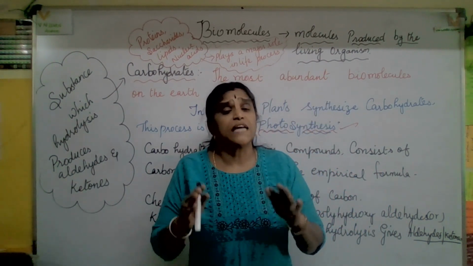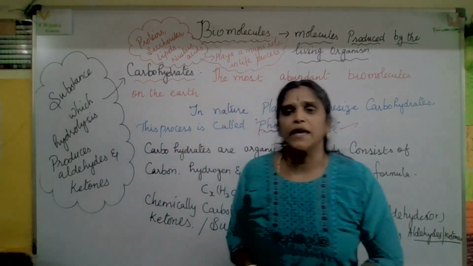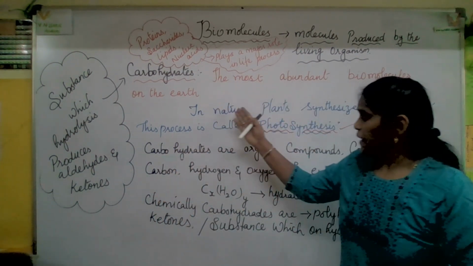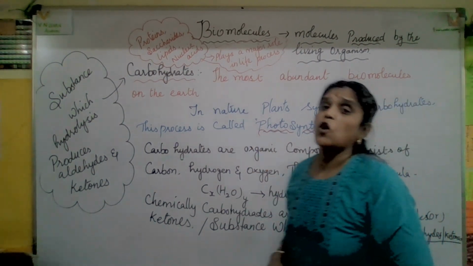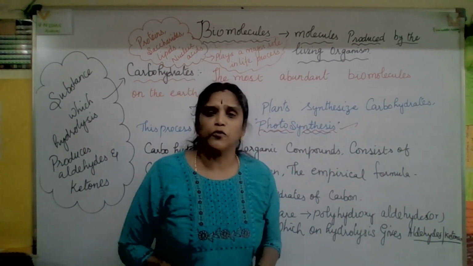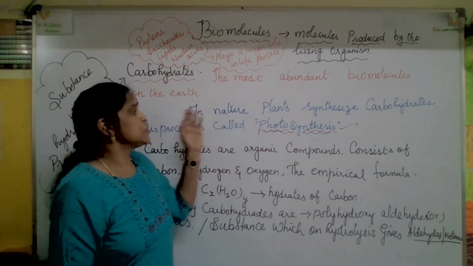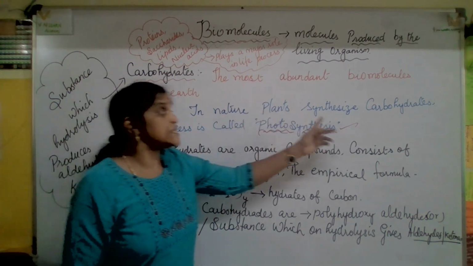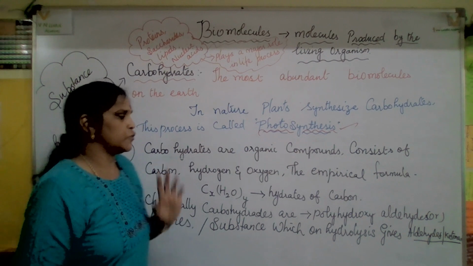Which is the most abundant biomolecule in nature? Carbohydrate. How do we get that carbohydrate? In nature, plants synthesize carbohydrate. This process is called photosynthesis. You know photosynthesis from smaller classes onwards. You have gone through photosynthesis. So in nature, plants synthesize carbohydrates. This process is called photosynthesis.